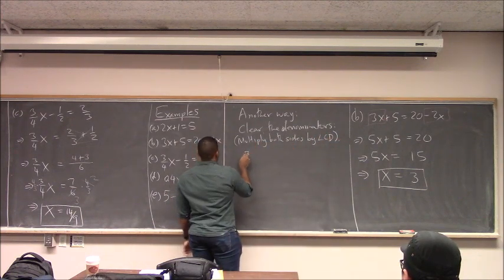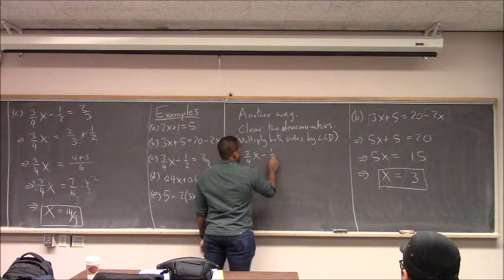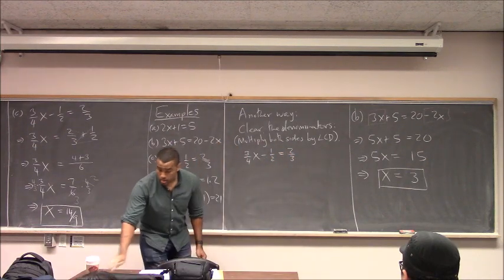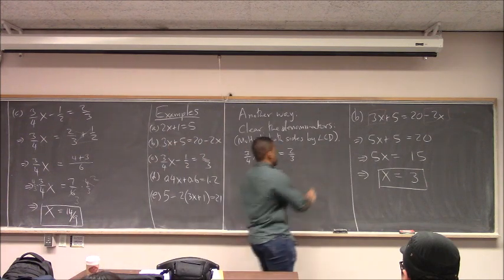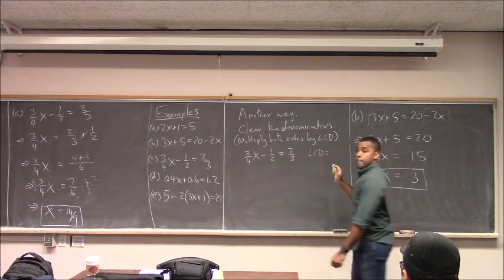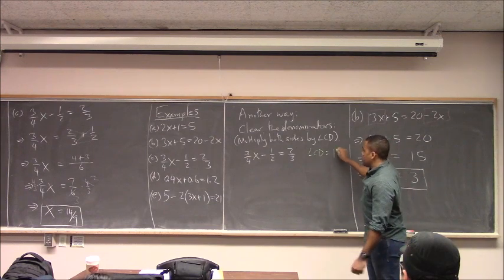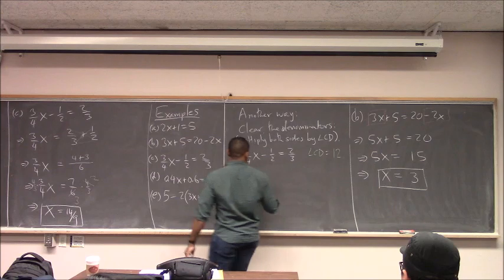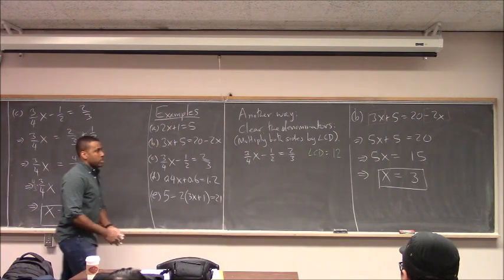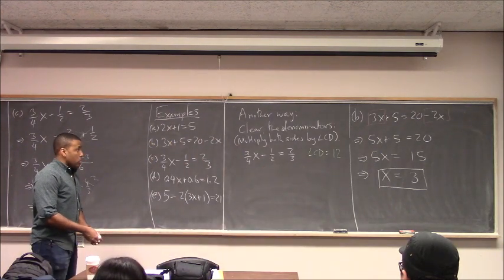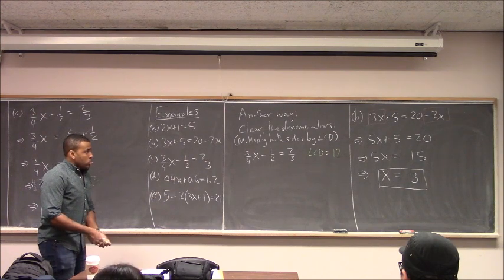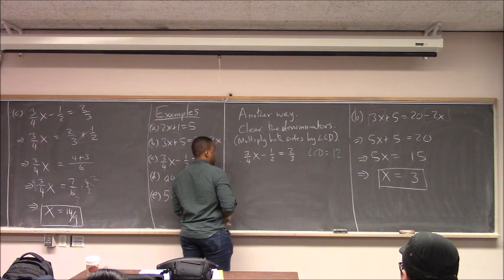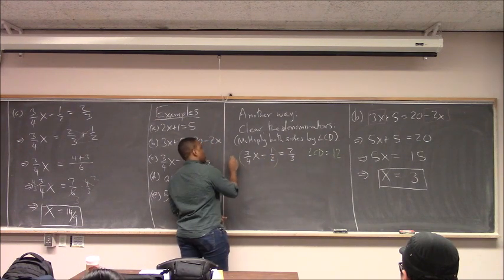So I could have taken 3/4x minus 1/2 equals 2/3. What's the LCD here? LCD would be 12. That's 2 squared times 3, so it's 2 squared times 3 would be the LCD. And so what we could do is apply property 2, and I could multiply both sides by 12.